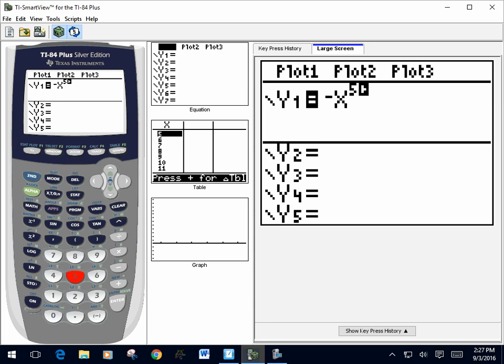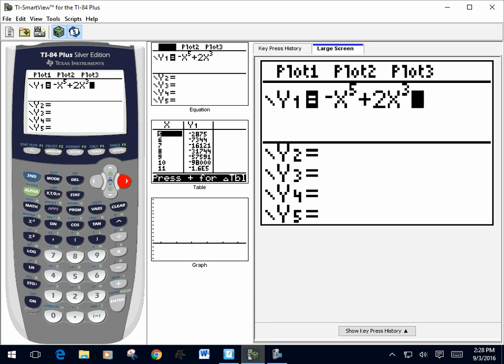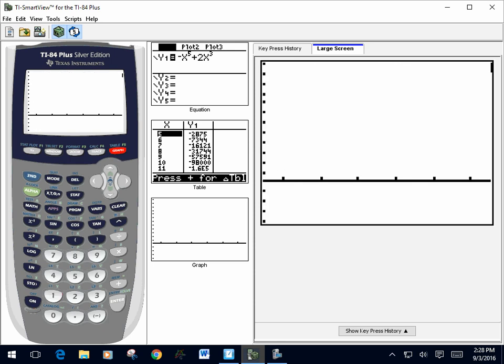And now you notice that it's still sort of up next to the 5. To get down out of the power, you have to go over. Half the time I forget to do that, and then I have to retype it. Plus 2, go back to your X button, and now we need the third power. And then go over, and finally minus 1. So we have our function in. And now to see the graph of that function, you just hit the graph button.